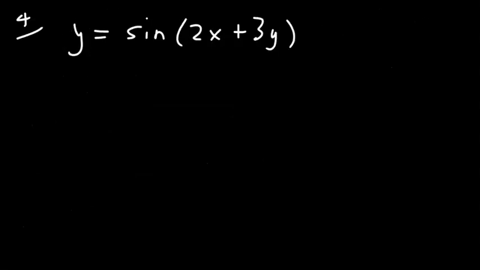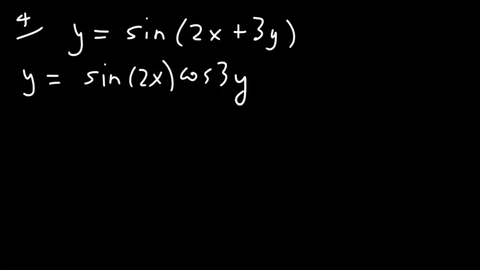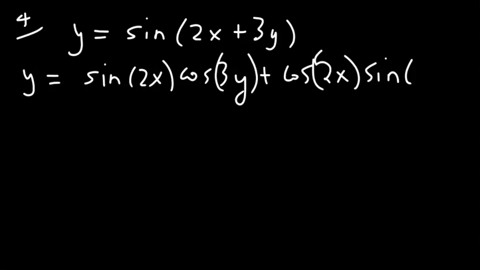Let's find dy/dx for this function. Before we do anything else, first we need to use the trigonometry identity to expand the right-hand side, which is sine 2x cosine 3y plus cosine 2x sine 3y. So let's differentiate term by term.